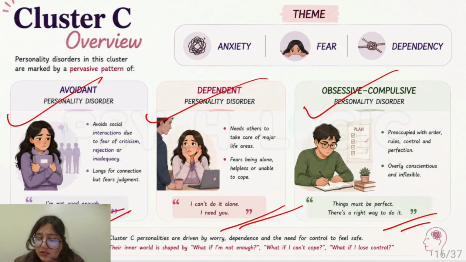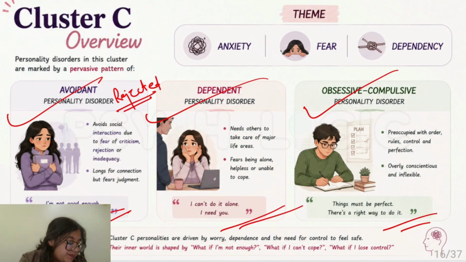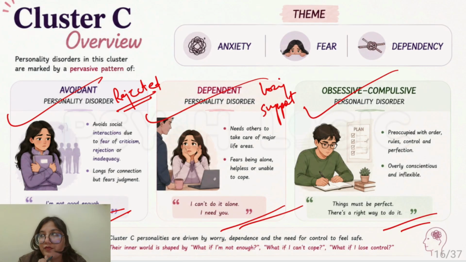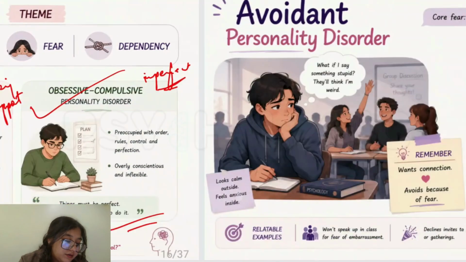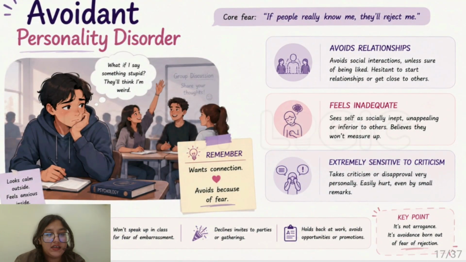So all 3 disorders involve anxiety, but the source of the anxiety is different. For avoidant personality disorder, it's about being rejected. For dependent personality disorder, it's about losing the support, or the fear of coping alone. And for OCPD, it's about things being imperfect. So different reasons for anxiety. Let's start with avoidant personality disorder.